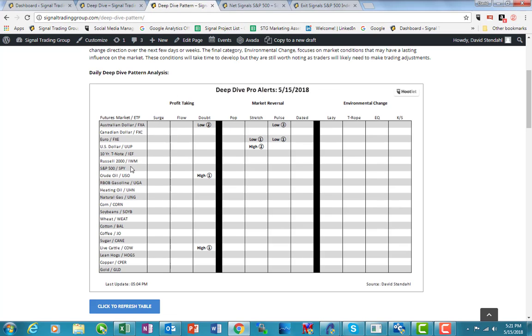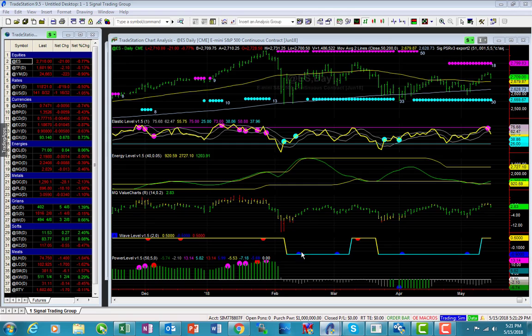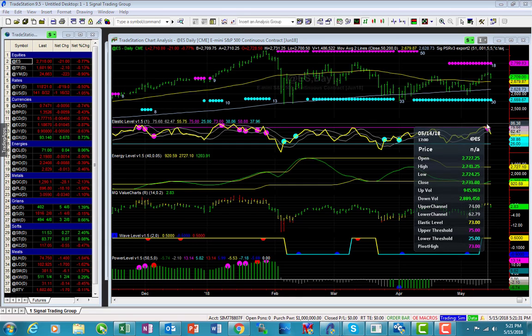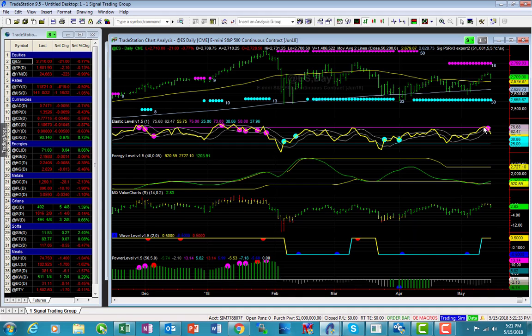Second thing I'm going to show, at least for right now, there's nothing showing up on an end of day basis, which is what this data is about when it comes to our pro alerts. And this being the S&P, it's all blank. However, if we look at the market right through here, you'll see that yesterday we had a foreshadowing of the market getting a little bit overbought and selling off, in our elastic level indicator.